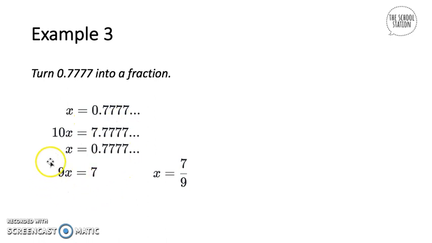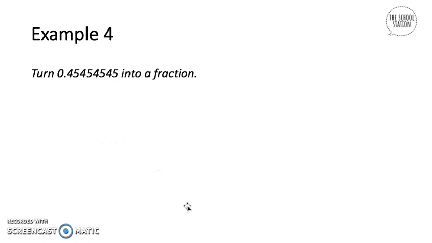After we get this, we just use our normal knowledge about equations, which is to divide both sides by 9, and we get x equals 7 over 9. And that is how you turn 0.7 recurring into a fraction. The second example is to turn 0.45454545 into a fraction. I want you to pause this video and have a go at solving this. If not, you can continue with the rest of the video.